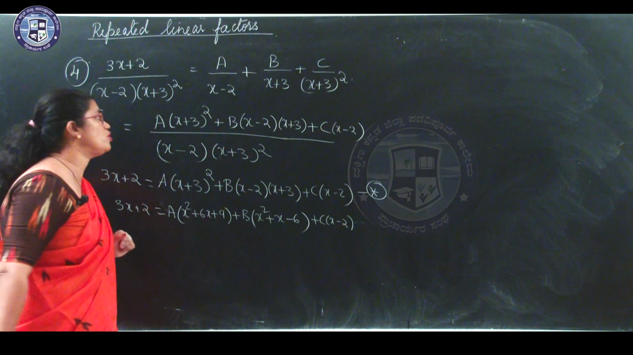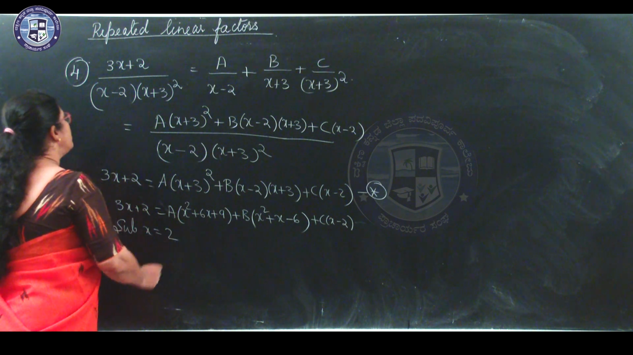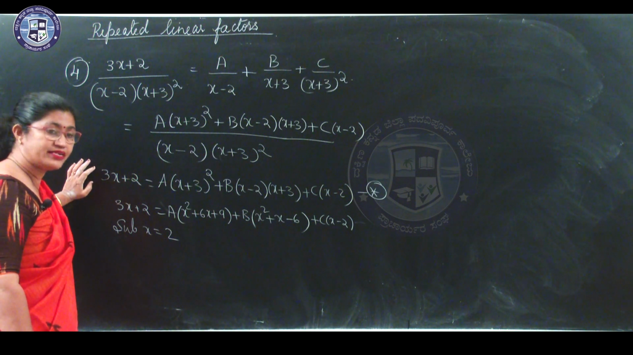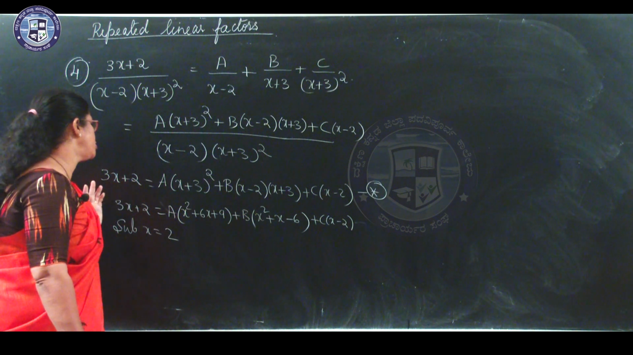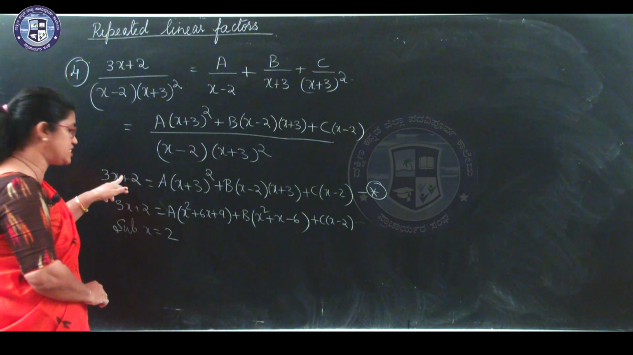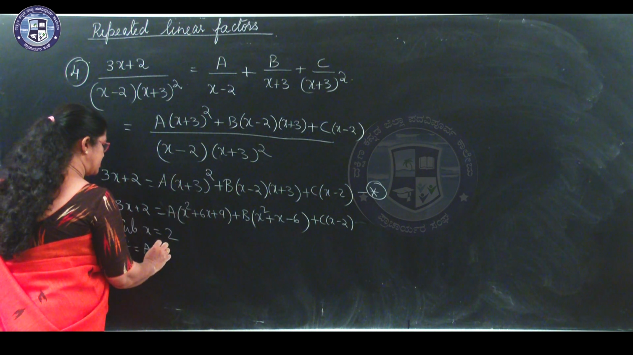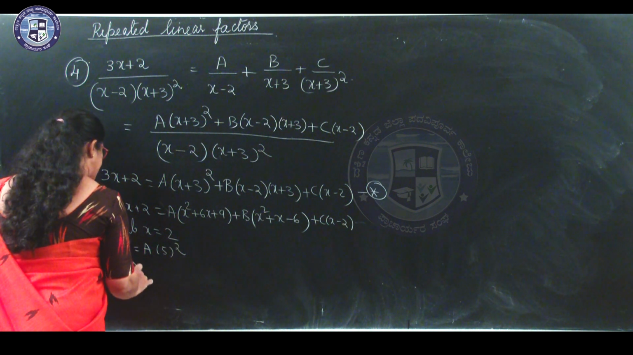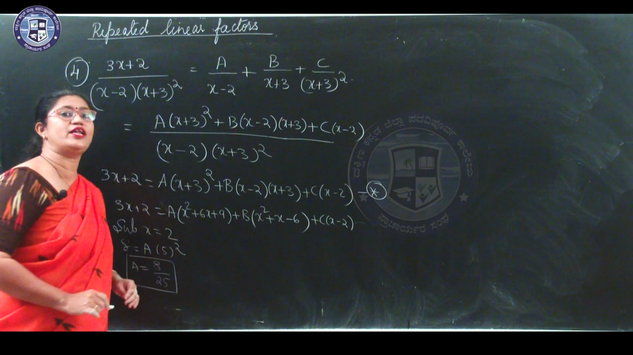Now, start substituting the values. I will first put x is equal to 2. When I put x is equal to 2, where shall I put in star? And how? Replacing every x by 2. So, if I replace every x by 2 in the left hand side, 3 into 2 is 6, 6 plus 2 is 8, a into, so 2 plus 3 is 5 and 5 square is 25 and so I get a is equal to 8 by 25. So, I got one value a.